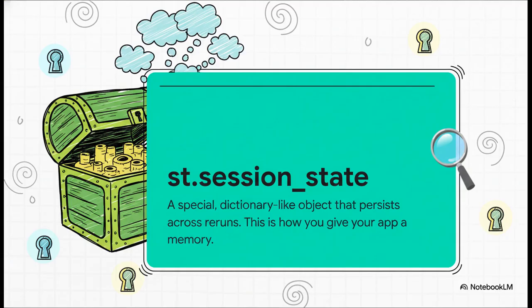So what's the solution? Thankfully, it's super elegant. Streamlit gives you a special object called st.session_state. The best way to think of it is as a little dictionary or a storage box that survives between those script reruns. This is it. This is how you give your app a memory.